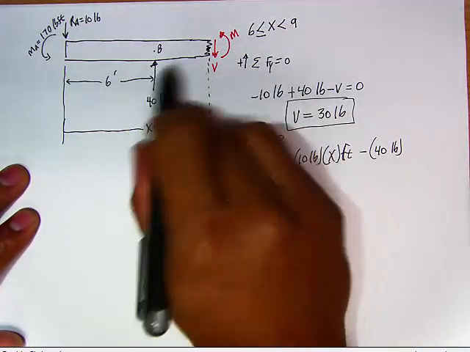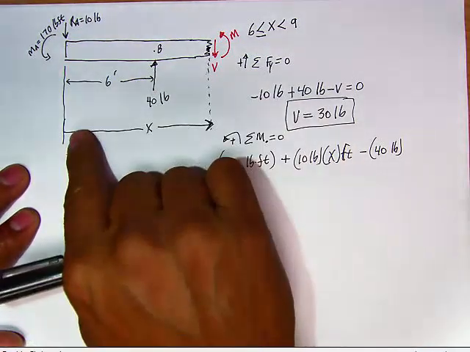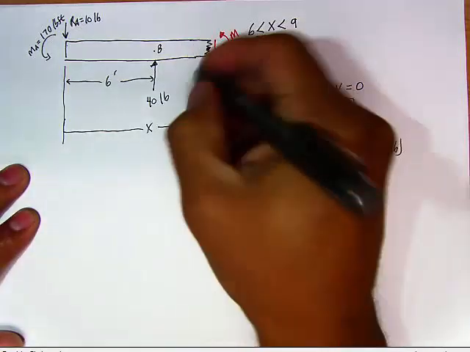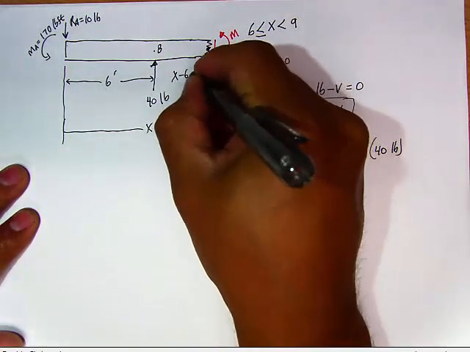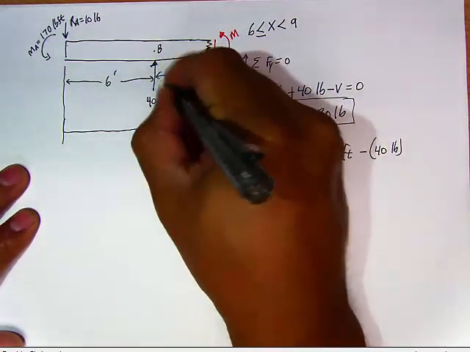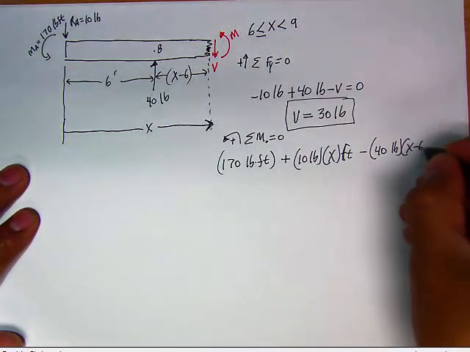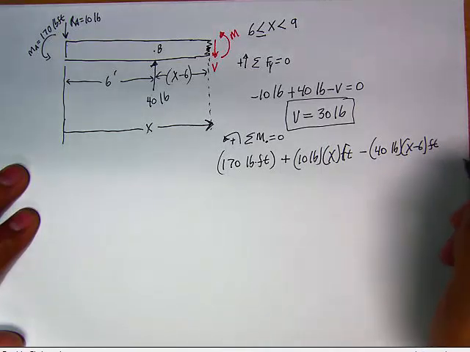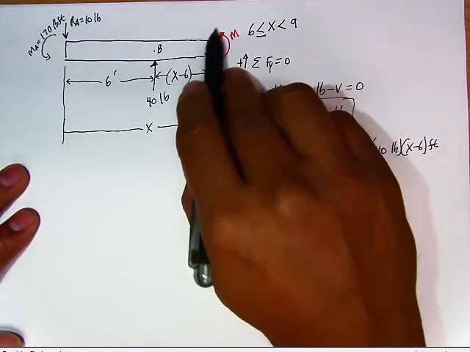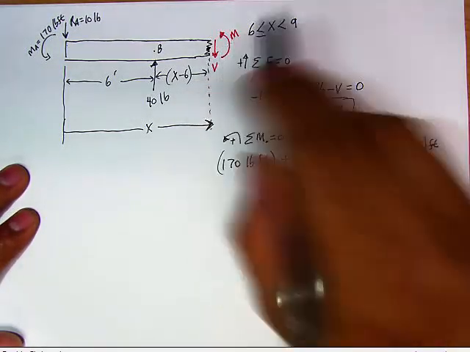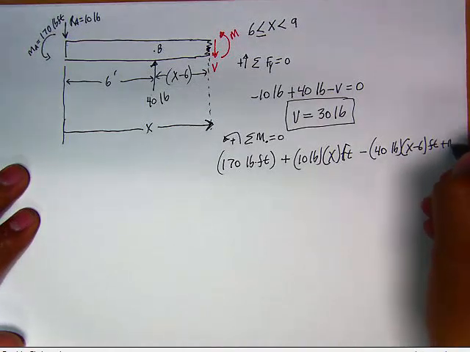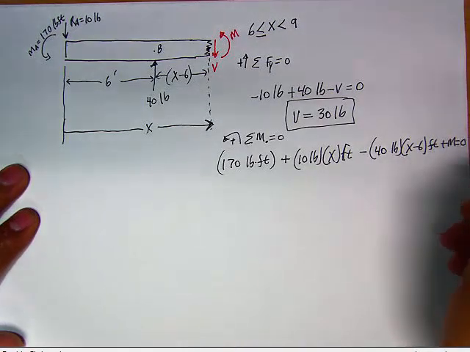And it is a distance of, what distance is this? If this is X and this is 6, this is X minus 6. So this 40 is X minus 6 feet. And then last but not least, a counterclockwise M, which is plus M equal to 0.